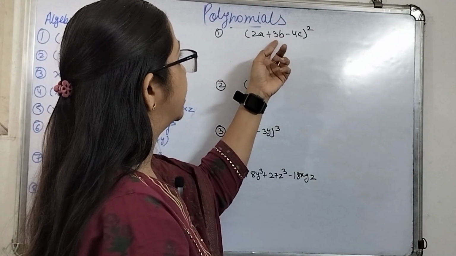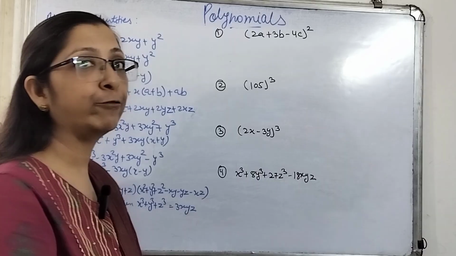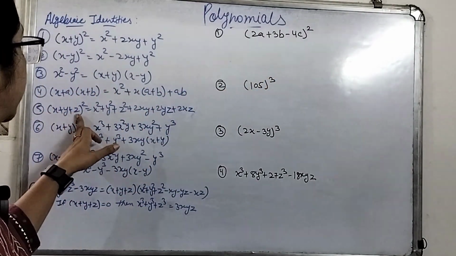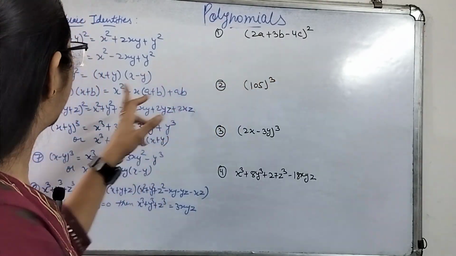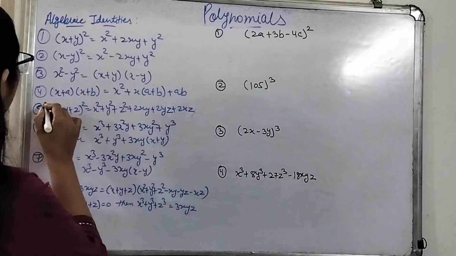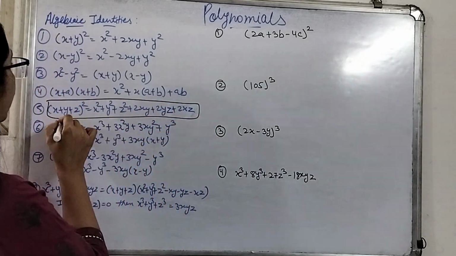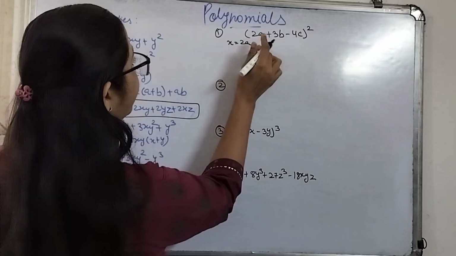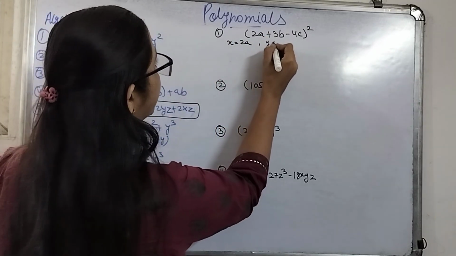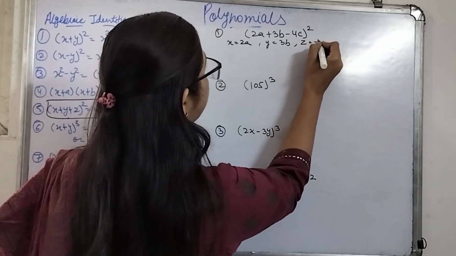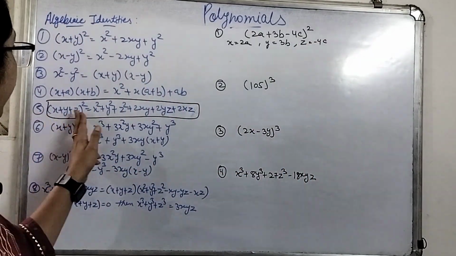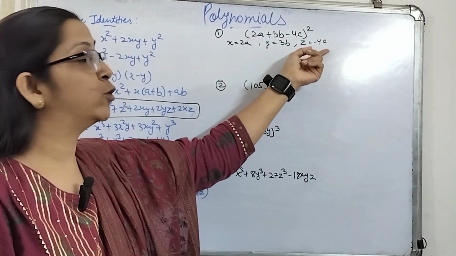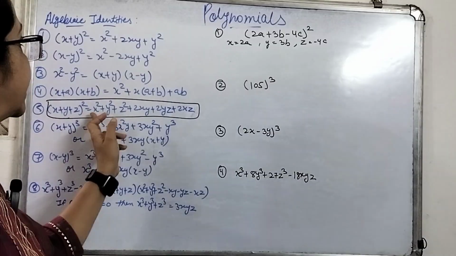If it is your 2a plus 3b minus 4c whole square, this we have to expand. How will we be doing it? We can see over here, this is your x plus y plus z whole square. We can compare this and this. So if we compare this identity with this given question, we can see that the value of x is your 2a, value of y is your 3b, and value of z is your minus of 4c. If we replace in this identity, x is equivalent to 2a, y is equivalent to 3b, and z is equivalent to minus 4c, it will be exactly the same, right?